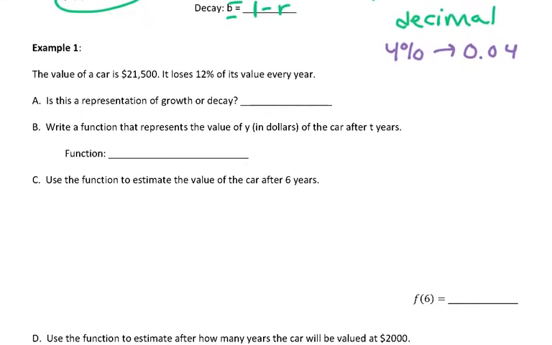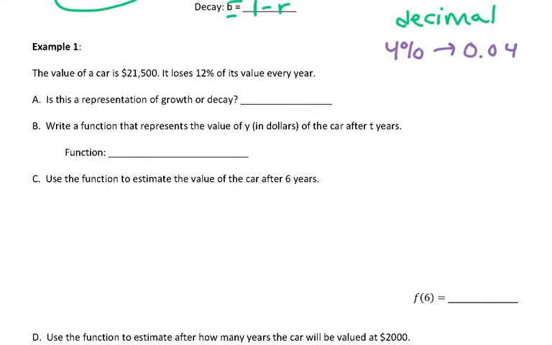So in our example here, the value of a car is $21,500, and it loses 12% of its value every year. Well, loses means we're talking about decay. So, is this representative of growth or decay? Well, it's decay because of the word loses. And now we're going to write a function that represents it. So, if we have decay and it says its rate is 12%, remember that 12%, if we take that decimal and move it over twice, is going to equal 0.12. So that's going to be our r value.